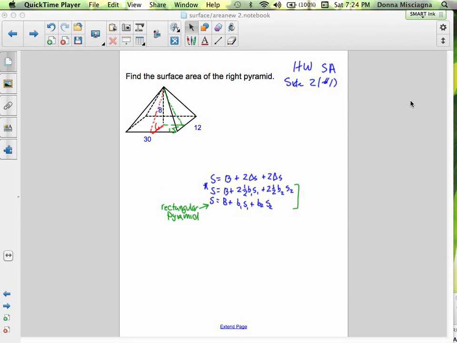Welcome back for this problem. This is the conclusion of surface area of pyramids. We are now properly oriented. Now go to your notes.